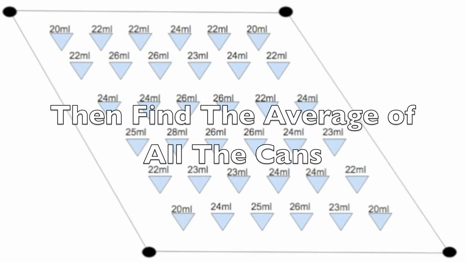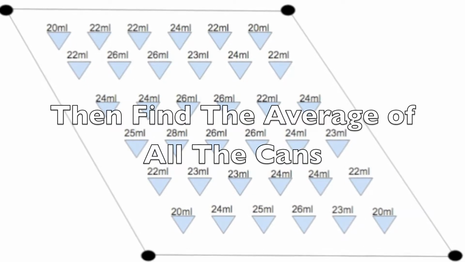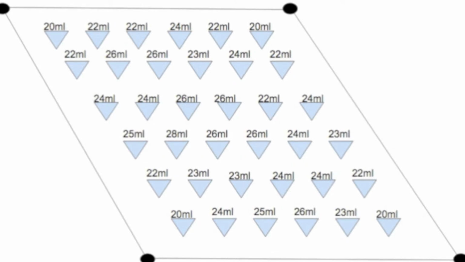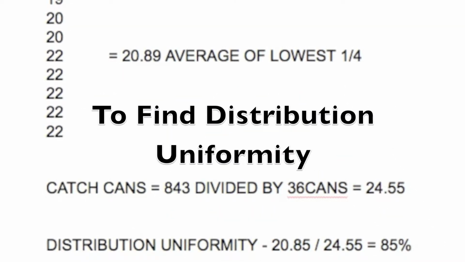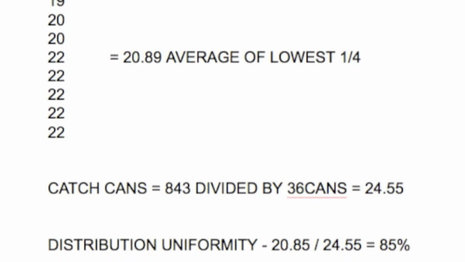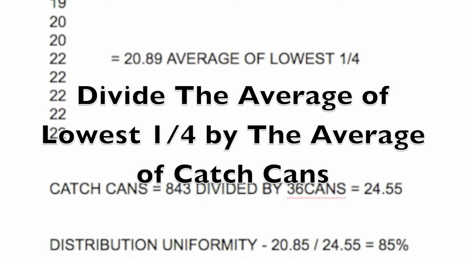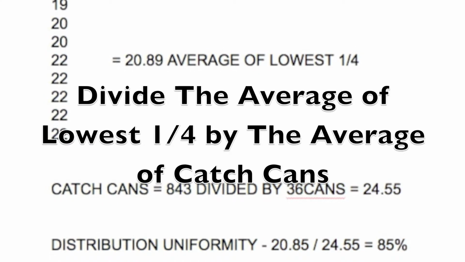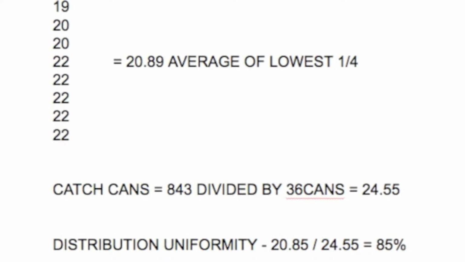After that, find the average of all the cans added up. In order to find distribution uniformity, divide the average of the lowest quarter by the average of the catch cans, shown here. This is expressed as a percent.